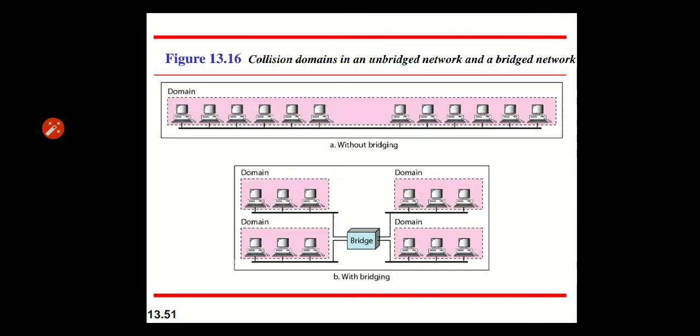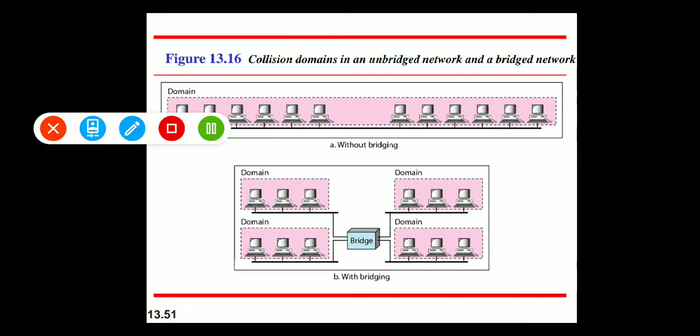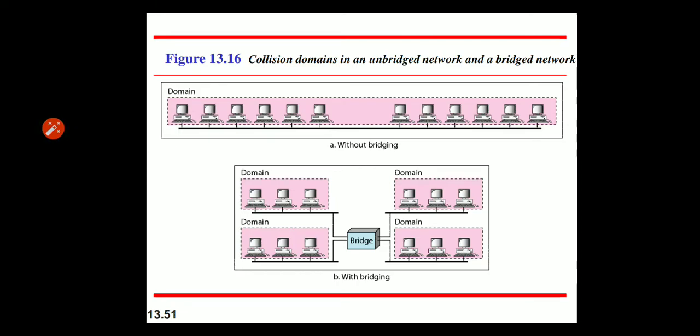Second, here we see the concept of separating the collision domain. The figure shows the collision domain in an unbridged network and a bridged network. Another advantage of the bridge is the separation of the collision domain. You can see that the collision domain becomes much smaller and the probability of collision is reduced tremendously. Without bridging, 12 stations contend for access to the medium, and with a bridge only 3 stations contend for access to the medium. So this is the concept of separating the collision domain.